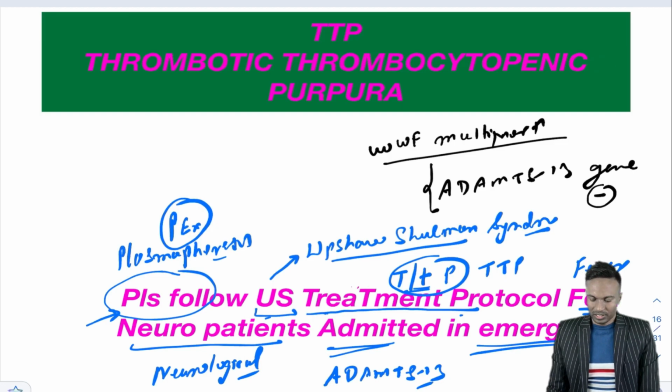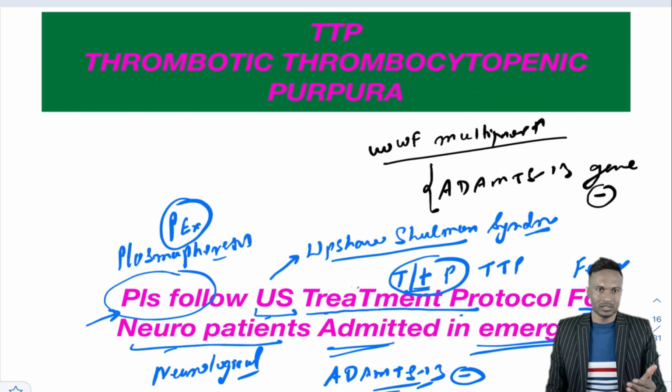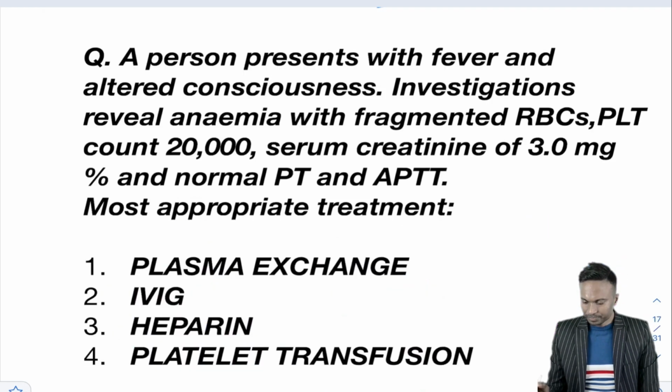For means fever, neuro means neurological manifestations. HUS is a triad. So in the triad, if you add these two things, fever and neurological manifestations, it will make TTP. Admitted means ADAMTS13 is missing. In an emergency, you need to have plasma exchange. So this mnemonic will make a lot of things very connected and easy to relate to TTP.